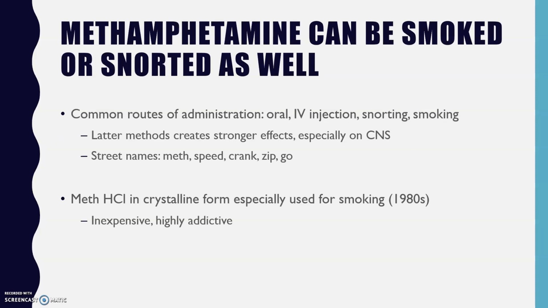Methamphetamine, compared to all of the other drugs mentioned, in addition to being taken orally or intravenously or subcutaneously injected, can also be smoked or snorted. For meth, the common routes of administration will be oral, IV injection, snorting, or smoking. Generally, it's the latter methods, particularly snorting and smoking, that will create stronger effects, particularly on the central nervous system. Its street names include meth, speed, crank, zip, and go.